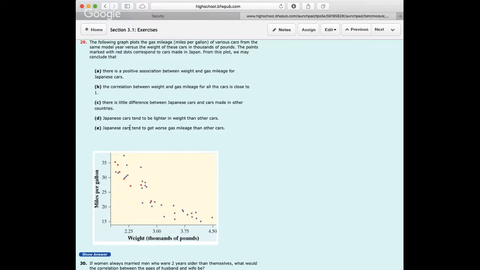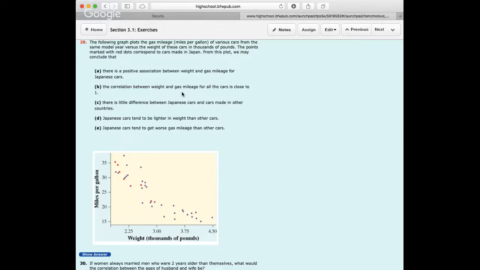But then it asks this: from this plot, we may conclude that there's a positive association between weight and gas mileage. Meaning, if it was positive, that means the weight increases, therefore the miles per gallon increases. And this would follow a general pattern of what I just did with my cursor there, going across this way. And it doesn't, so A gets thrown out, okay? B says the correlation between weight and gas mileage for all the cars is close to 1.